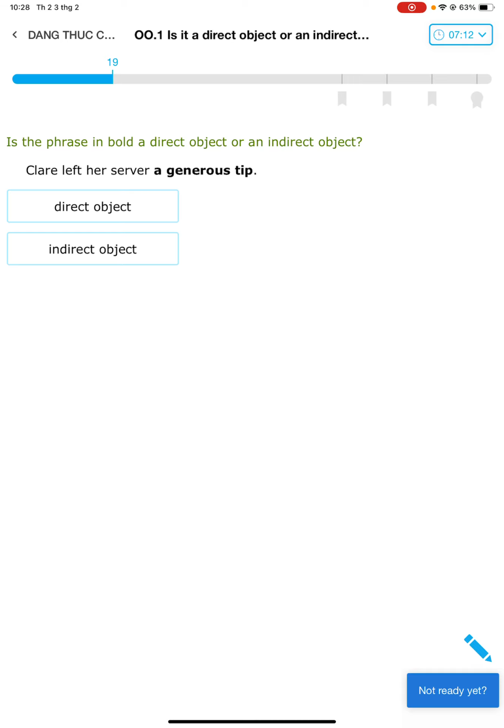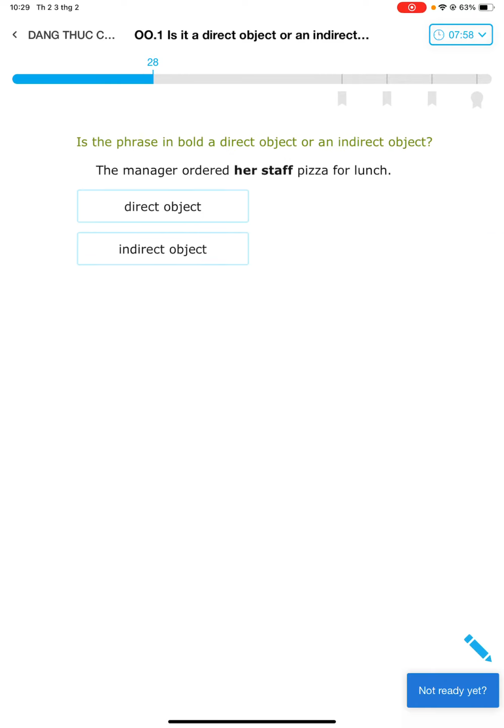Claire left her server a generous tip. I can see left is the verb, so let's ask ourselves a question: what did Claire leave? A generous tip. Since Claire left a generous tip, it is a direct object, not an indirect object. The indirect object is her server, because her server is receiving the generous tip.